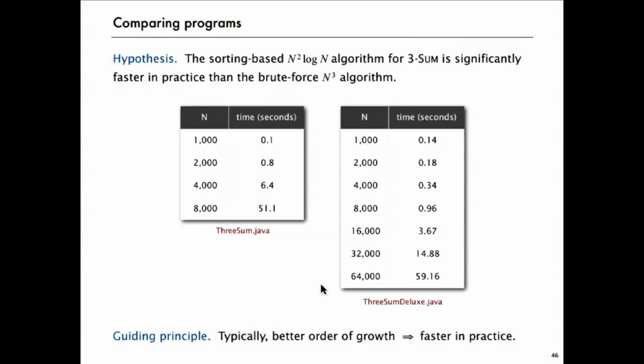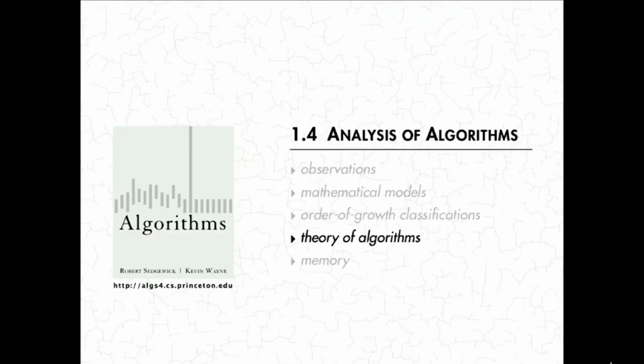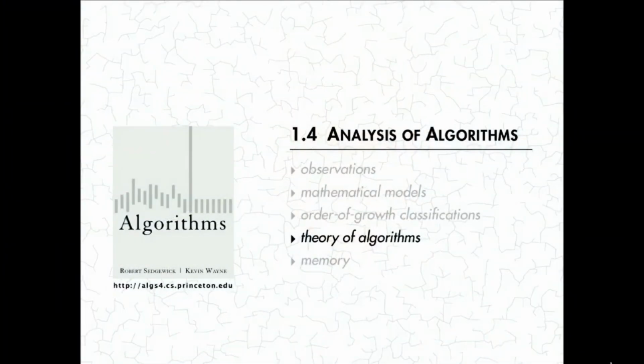So typically, we expect that better order of growth means faster in practice. But when it comes to examining the algorithms in detail, we can go ahead and do the tests and figure out which algorithm is faster. And certainly, going from n cubed to n squared log n, we're going to expect a much better algorithm. In fact, order of growth classifications are so important, they've led to an enormous amount of research in recent years, and we'll just talk briefly about that now.